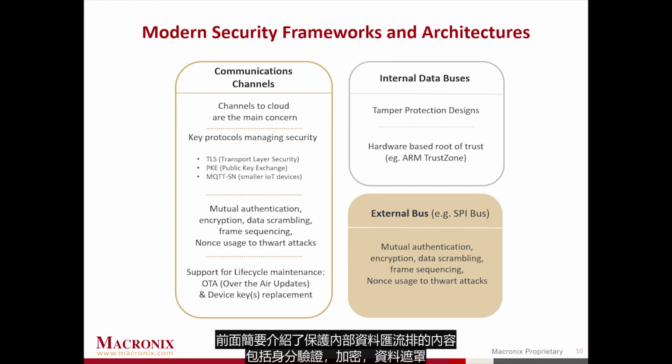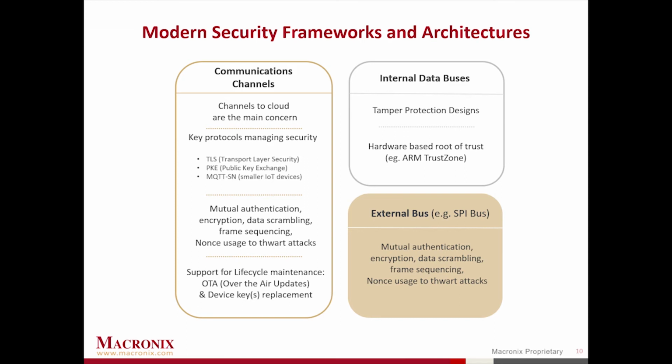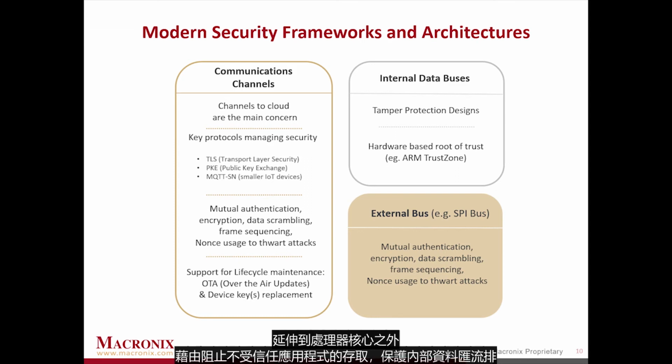Protecting internal data buses was briefly covered earlier and includes authentication, encryption, data scrambling, hiding data buses under metal layers, and creating redundancy when possible. ARM Holdings' Trust Zone architecture, as an example, extends past the processor core to protect internal data buses by blocking accesses from untrusted applications.